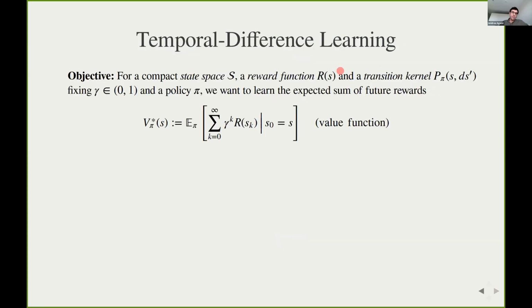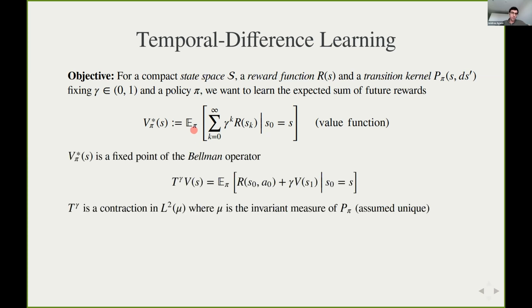Now, the objective of temporal difference learning algorithm is to learn the so-called value function, which for a given state space, reward function, and a certain transition kernel P on the state space inducing a certain dynamics maps an initial condition S to the expected sum of future rewards under the dynamics being considered for the given initial condition S.